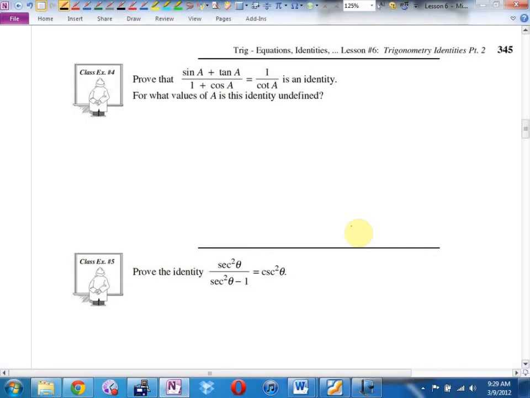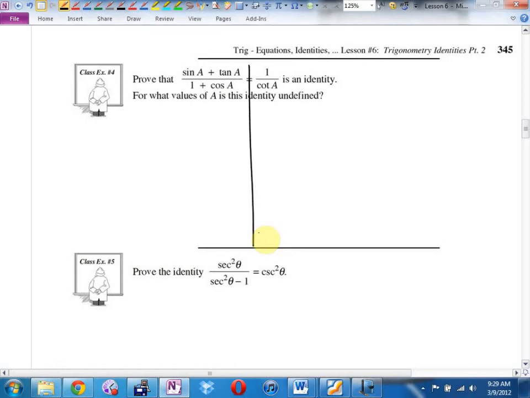Prove that sine A plus tan A all over 1 plus cos A equals 1 over cotangent. I'm going to cheat. Yoink, there. Because I know I'm not going to have room to rewrite it and have enough room to do work. So I'll just do that. Oh, it asks for what values is this undefined. We'll do that at the end.